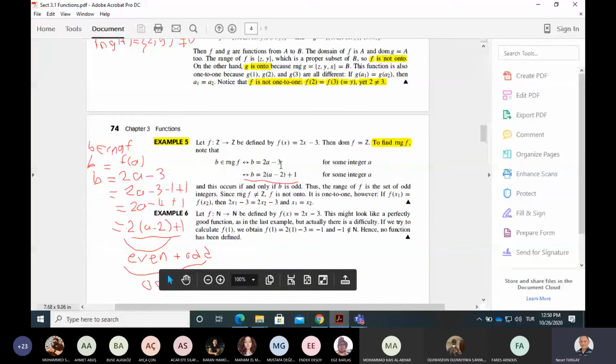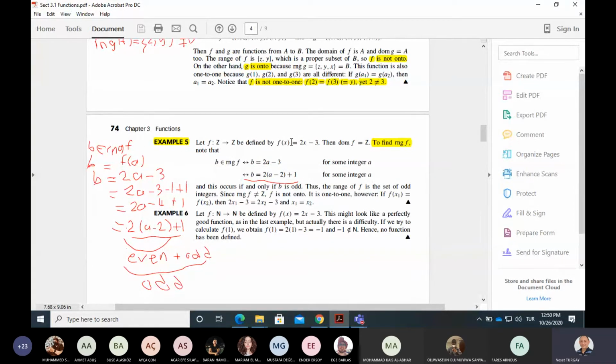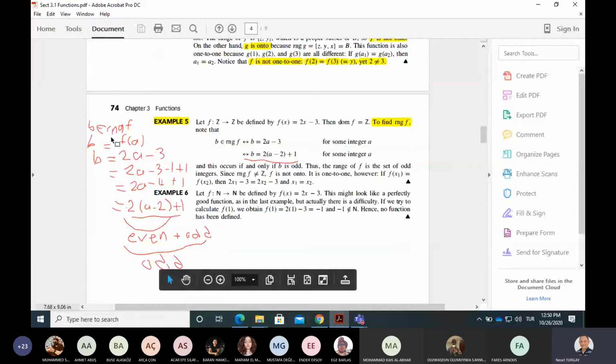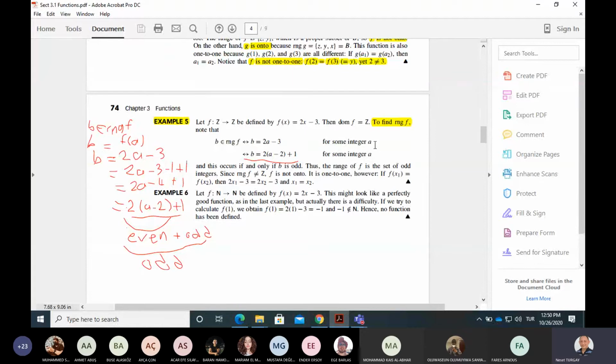Now have a look at this. Let f from Z to Z, the integers, be given by f of x equals 2x minus 3. Domain is what? Z. Range is what? Now for the range, what will you do? Let b be in the range, then b should be f of a for some a, right? Let me write it more clearly. b is in the range. That means b equals f of a for some integer a. What does this mean? b equals 2a minus 3.